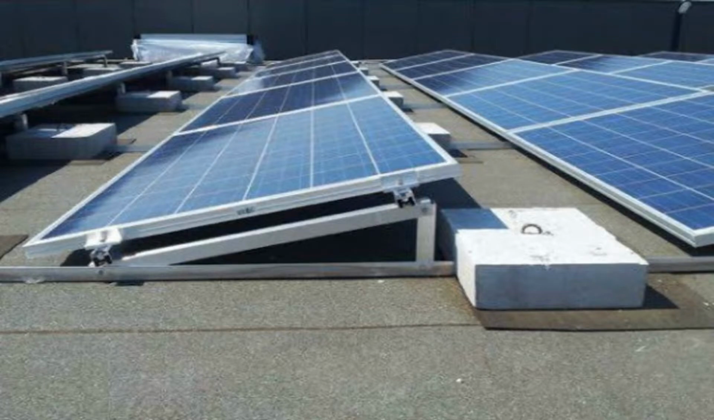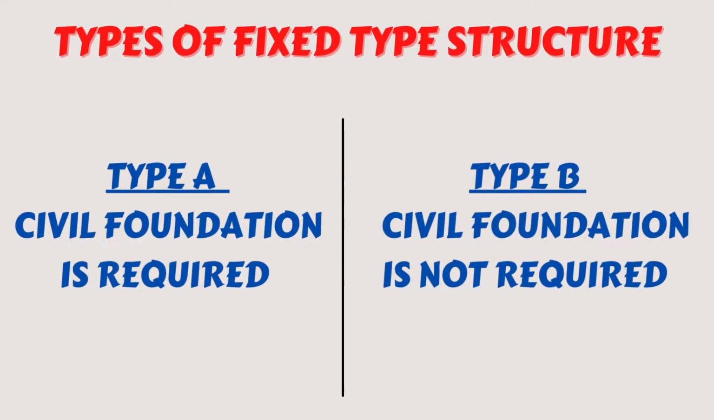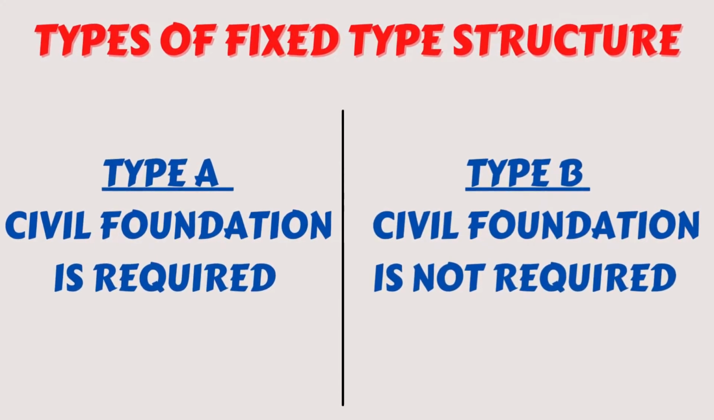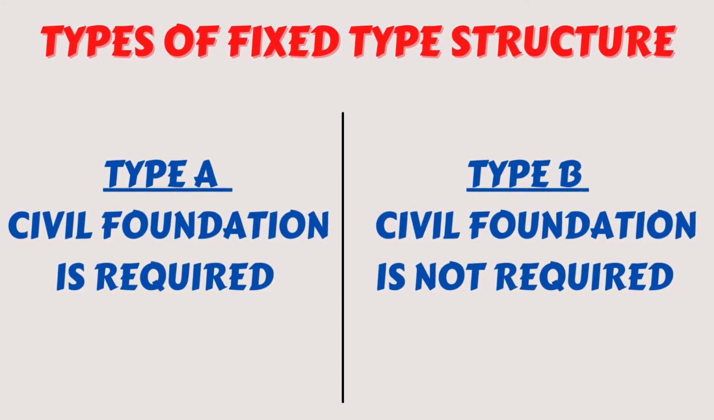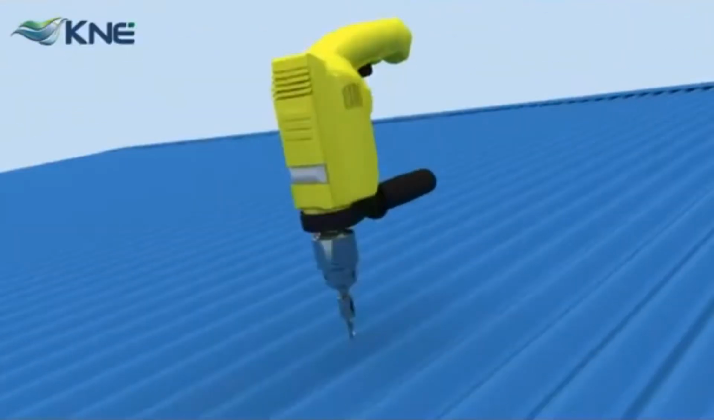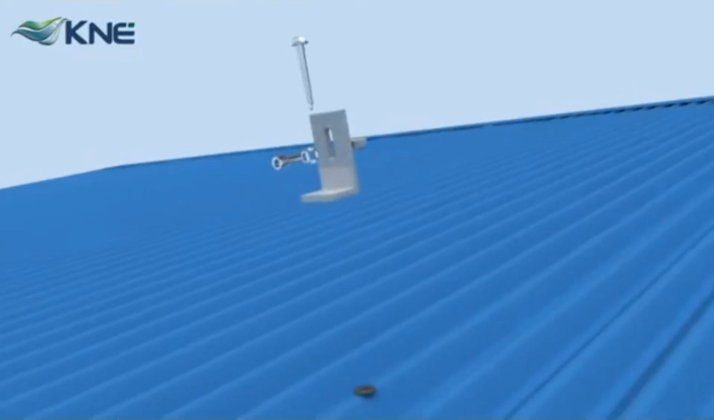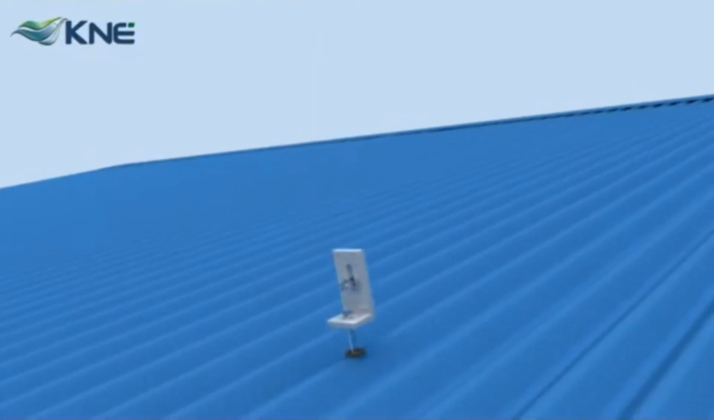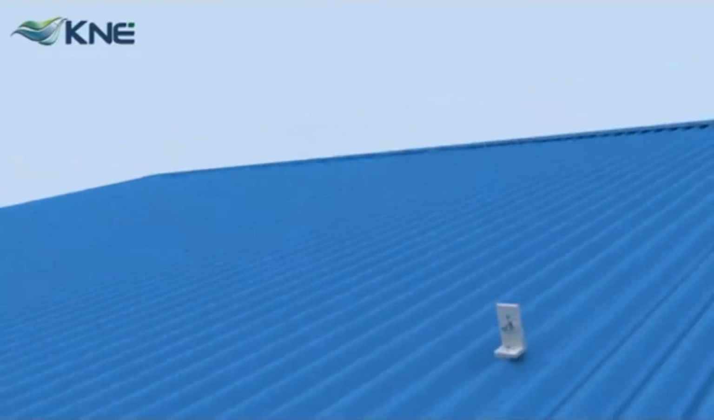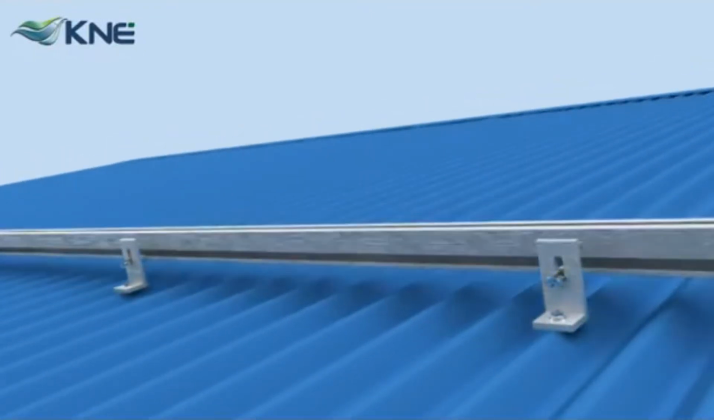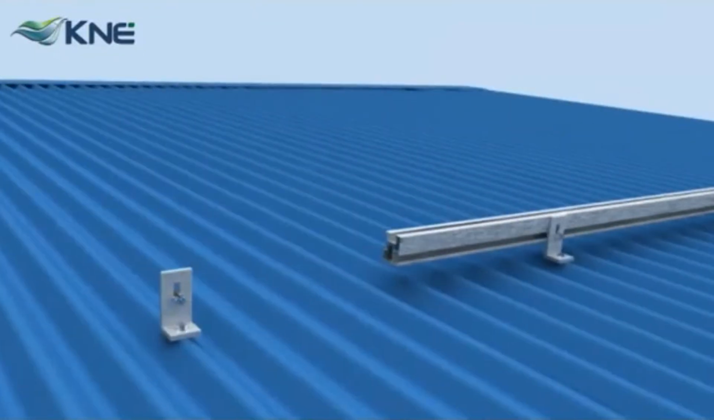Fixed type structure is of further two types. Type A, in which civil foundation is required. Type B, in which civil foundation is not required. In the case of tin shed type installation, the structure used is aluminium and it is fixed with the purlins. It does not require the civil foundations as the structure is mounted on the metallic roof of the tin shed.